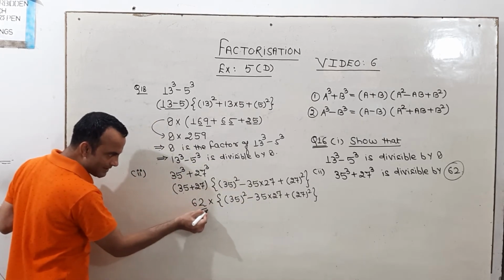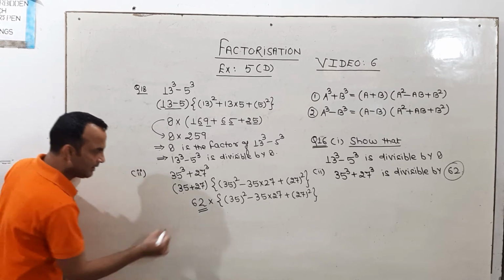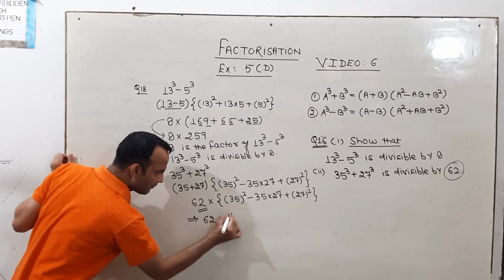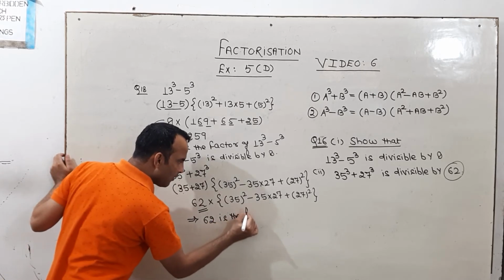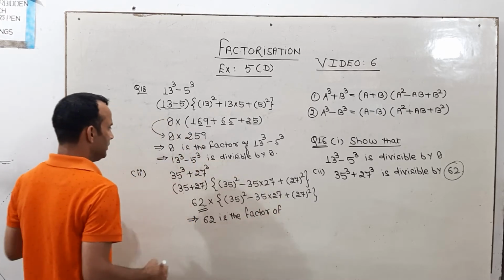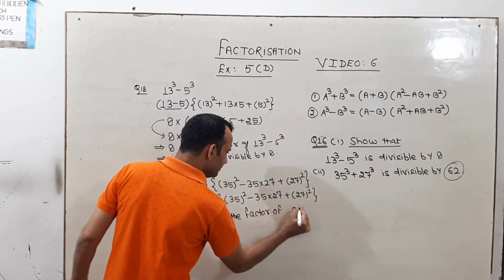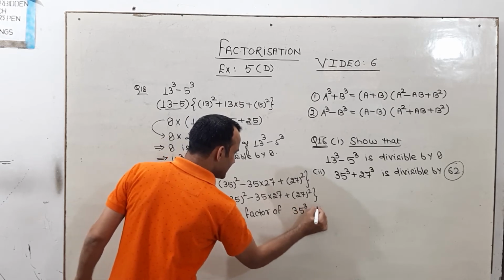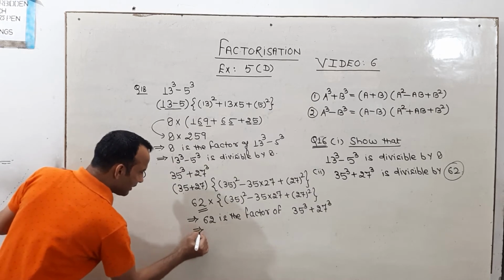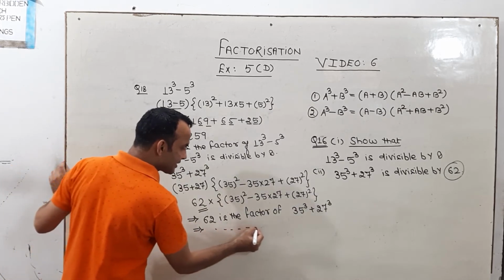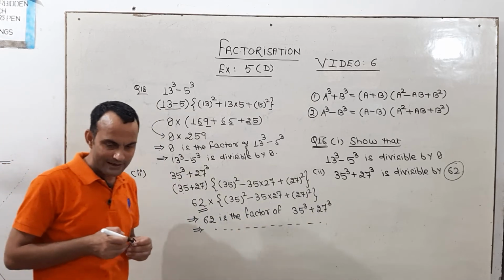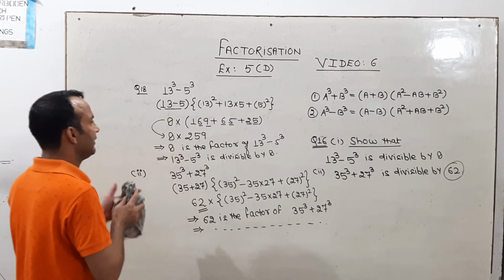You can see here 62 is a factor. This implies that 62 is the factor of 35 whole cube plus 27 whole cube. This implies that the given expression is divisible by 62. I hope you understand well, my dear students. Now I am going to take the next problem.